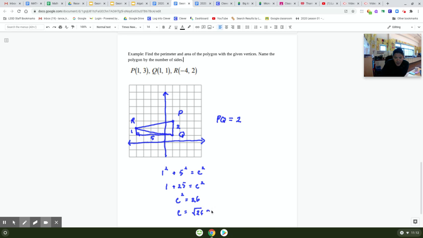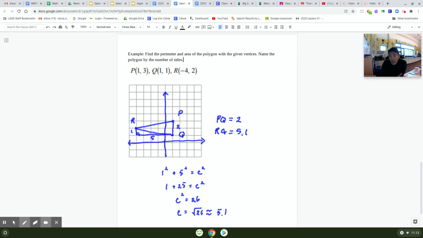If I want to round that, I could use my calculator. It should be about 5.1, a little over 5. So I take the square root of 26, 5.09, so yeah, about 5.1. And so that's the length of RQ. About 5.1. And you can do the same thing with RP.